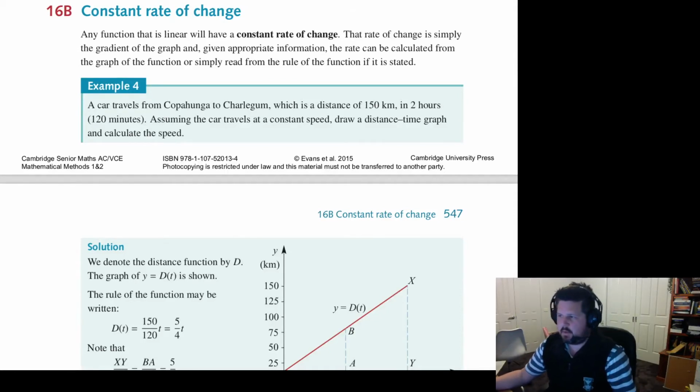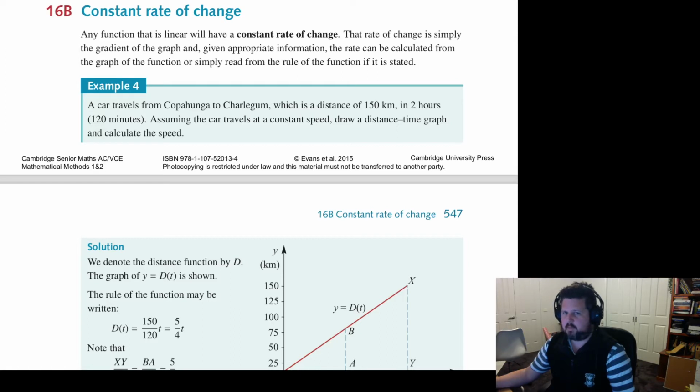Today we're looking at constant rates of change. As we alluded to in the previous video, a function that is linear will have a constant rate of change. That particular rate of change is simply the gradient of the graph. If you're given appropriate information, that rate can be calculated from the graph of the function, or you might be able to simply read it off the graph if it is stated.